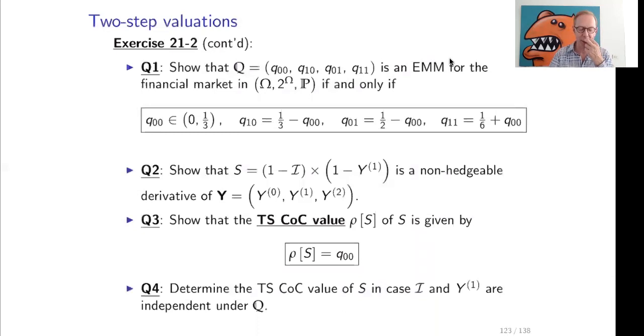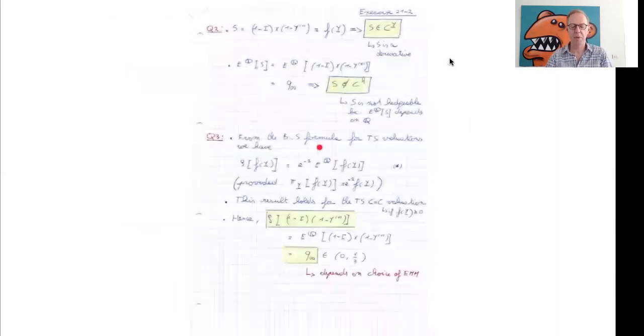Question 3: we have to show now that the two-step cost of capital value rho S of S is given by Q00. From the Brennan-Schwarz formula for two-step valuations, we know already that rho of Fy is e to the power minus r times the expectation under Q of Fy. This is a special case of the Brennan-Schwarz formula with an orthogonal claim, as orthogonal equal to 1.